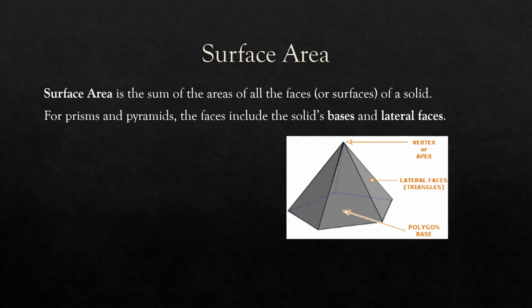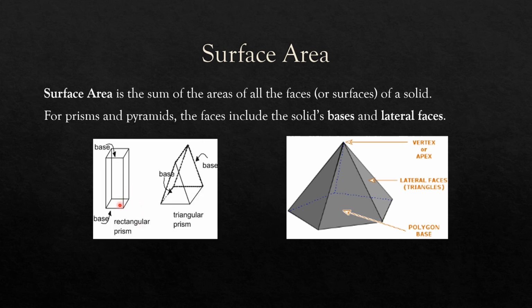Surface area is the sum of all the areas of all the faces, also called surfaces, of a solid. For prisms and pyramids, the faces include the solid's base and lateral faces. Here we have the base of the pyramid, and then this triangle would be a lateral face. It would also have a lateral face over here, back behind, and this side over here. So as the base is a five-sided pentagon, then there will be 5 lateral faces of triangle shape.